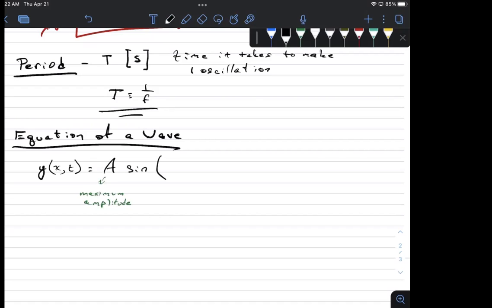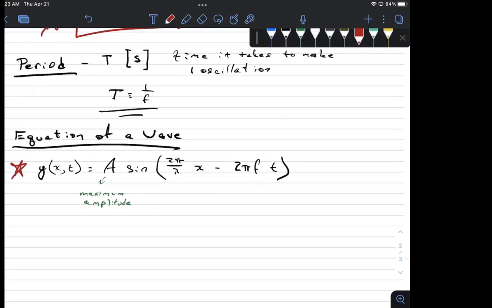now this is where it gets slightly messy. It is 2 pi over lambda times x minus 2 pi f times t. There's our equation.